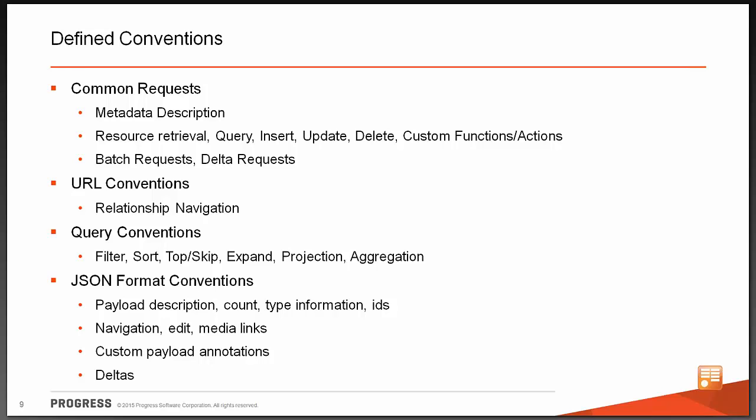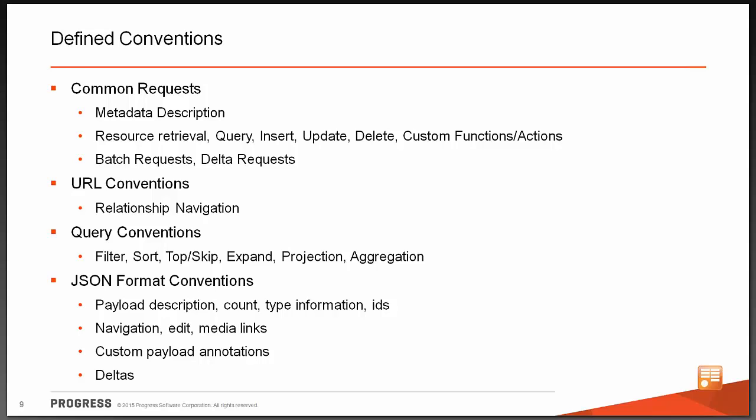And finally, as I said, the preferred format for OData is the JSON format. And the JSON format is extended to support things like description of the payload, what a particular JSON document represents, the count of a collection, type information, IDs, how navigation, edit, and media links are represented within that JSON payload, and then custom payload annotations, as well as for delta responses, how you represent things like a deleted resource or an added or deleted link between resources.